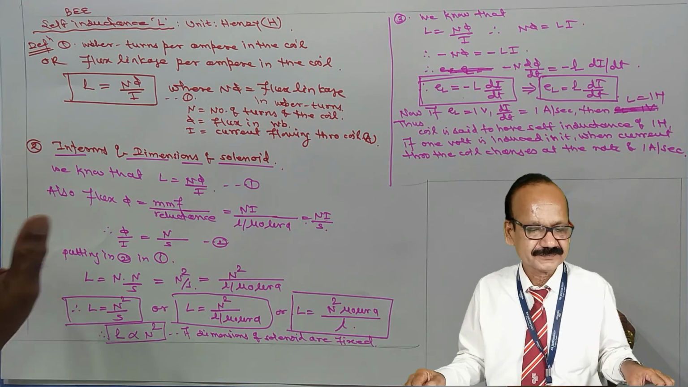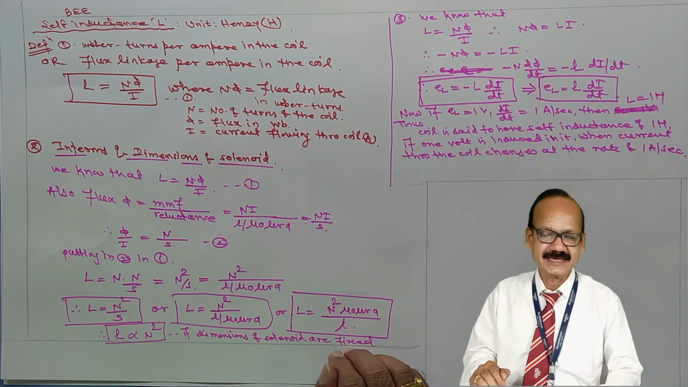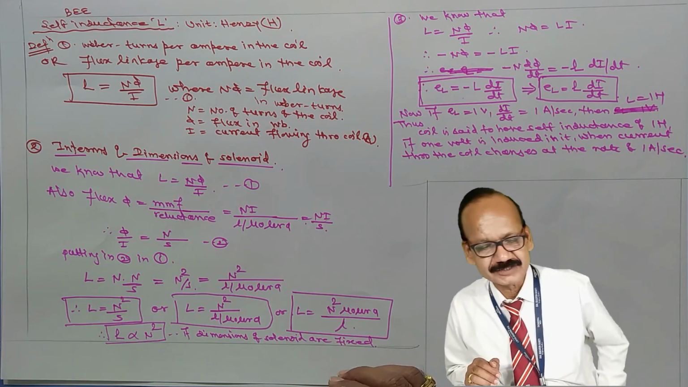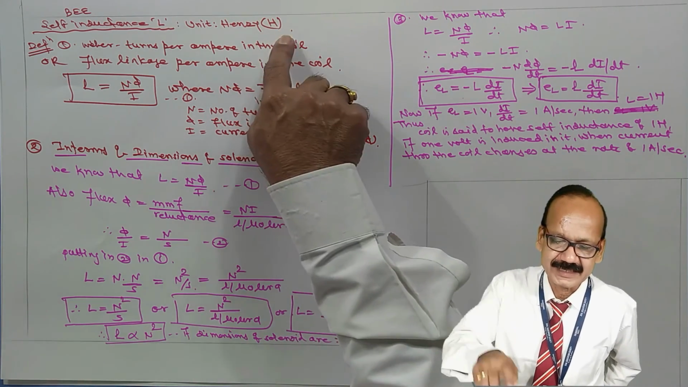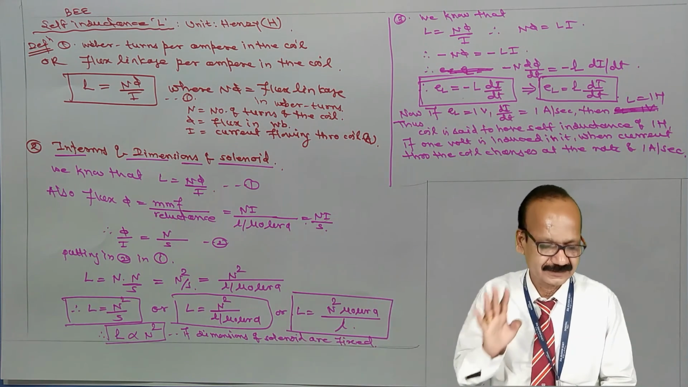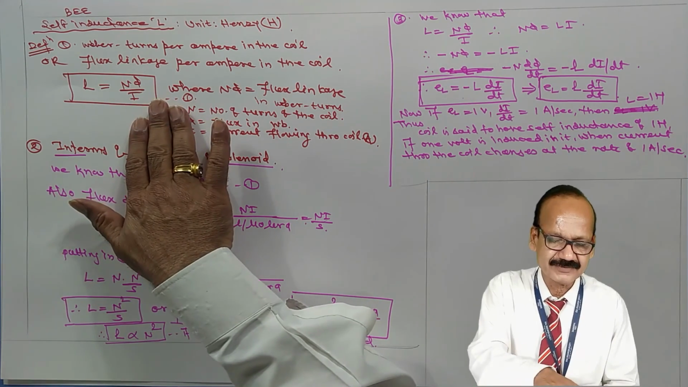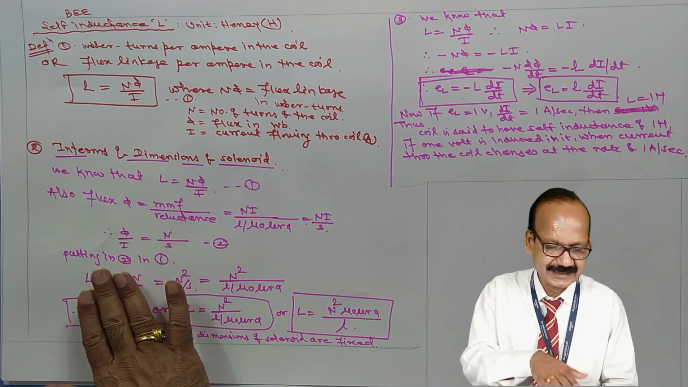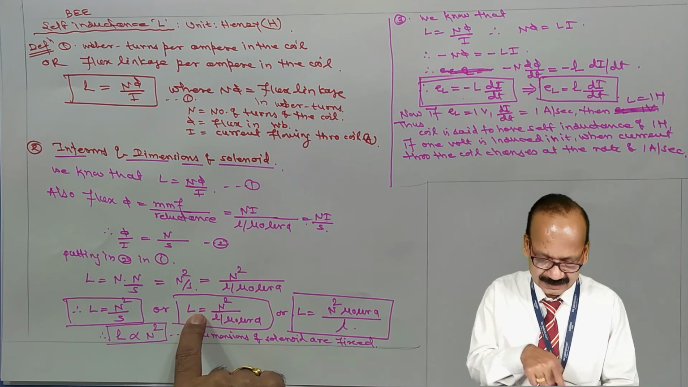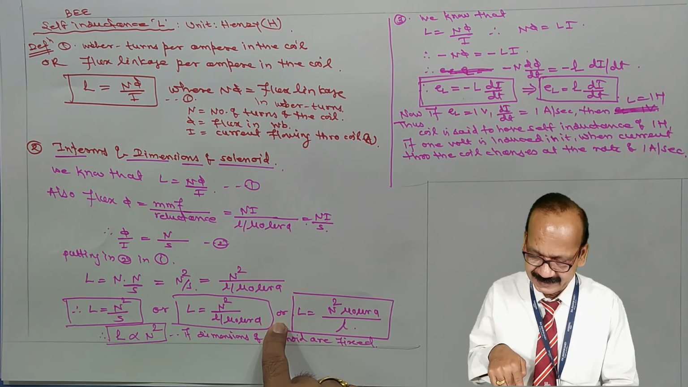So in this way, we have learned the three definitions of the self-inductance L. Self-inductance is denoted by L, its unit is Henry and denoted by capital H. We have studied the three definitions and the three equations we have generated. The first one is L equal to N phi upon I. The second, in terms of dimensions of solenoid, L equal to N square upon S, or L equal to N square upon l upon mu 0 mu r A.